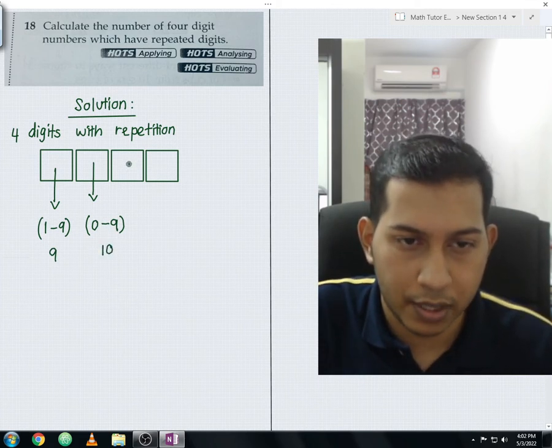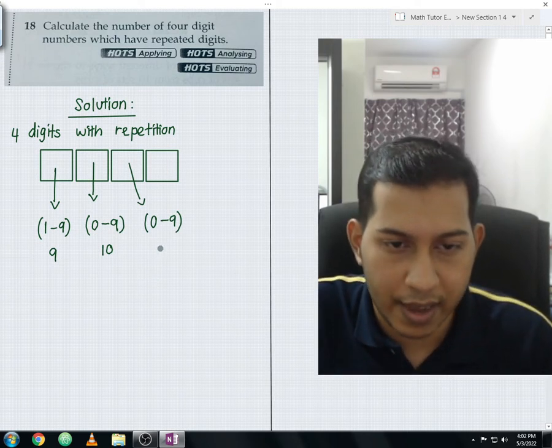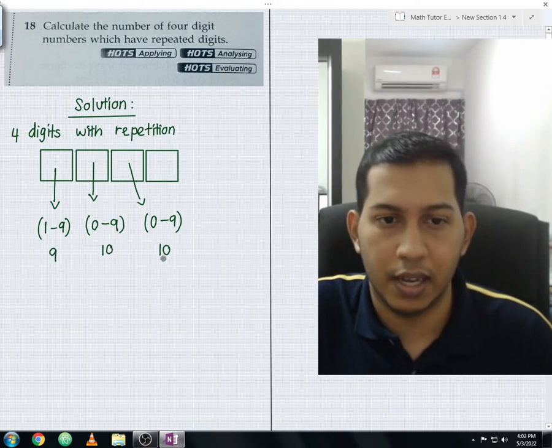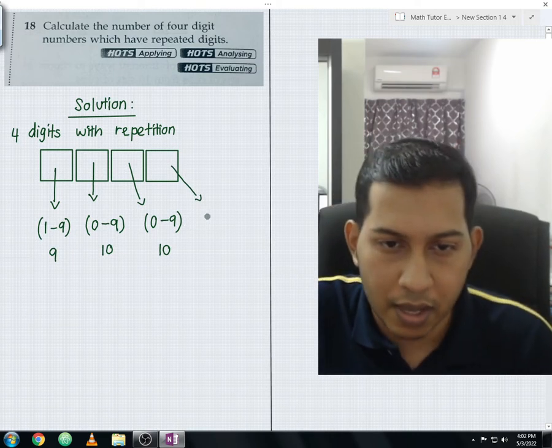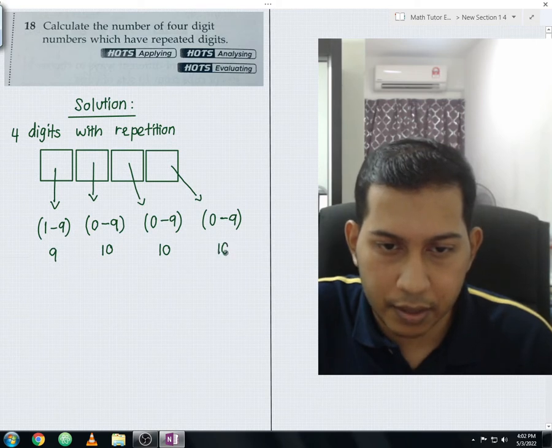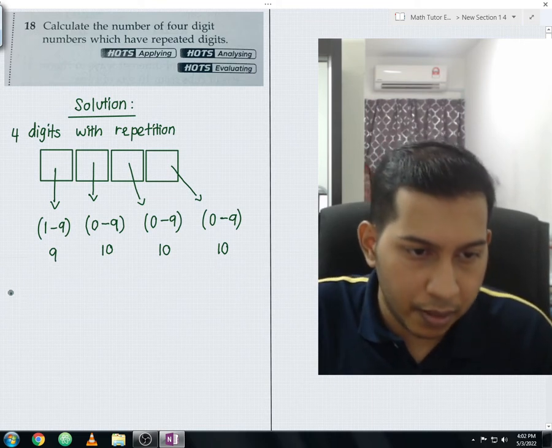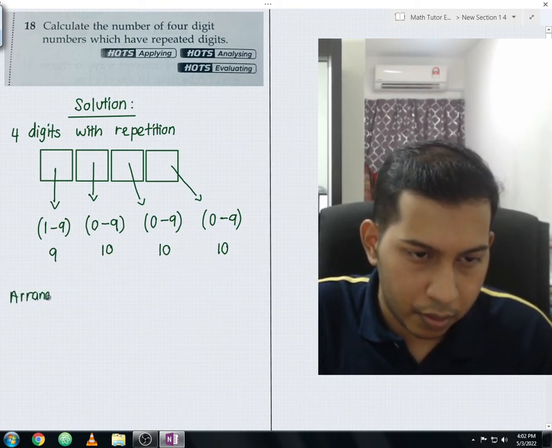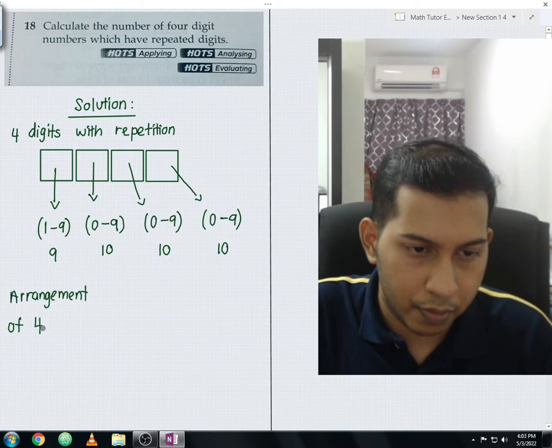And the same thing goes for the third box. You can fill here 0 to 9, because you are repeating the numbers, guys. So from here you can have 10 possibilities, and for the fourth box, which represents the fourth digit, it is also the same. You can have the number 0 up to 9, which in this case is 10 possible numbers. So from here, arrangement of 4 digits with repetition.